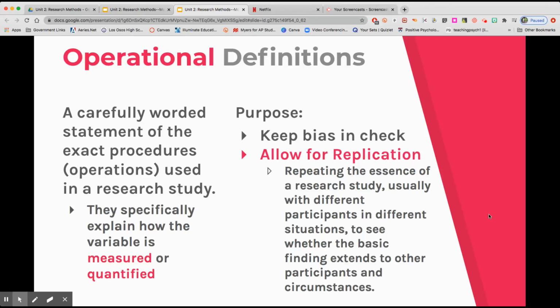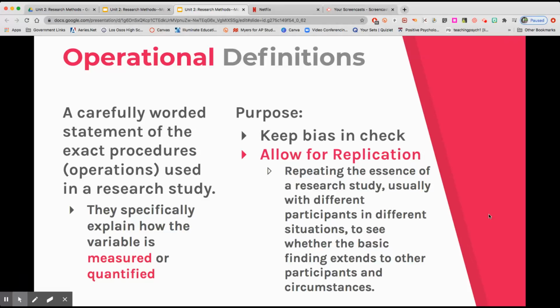Our textbook has a kind of weird, broad definition for this, so I'm going to give you a more specific one. It's a carefully worded statement of the exact procedures or operations used in a research study. The way I want you to think of an operational definition is explaining specifically how a variable is going to be measured or quantified. If I say I'm going to study memory, how can I study it? What is that exactly going to look like? What kind of test am I going to give them? Or if I say I'm going to study love, how do I measure love?